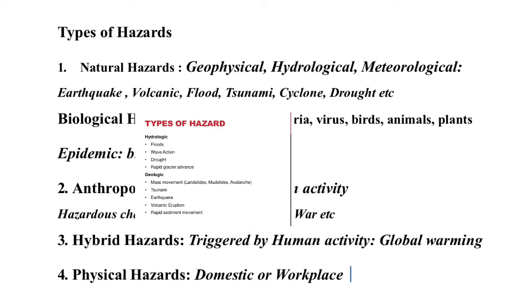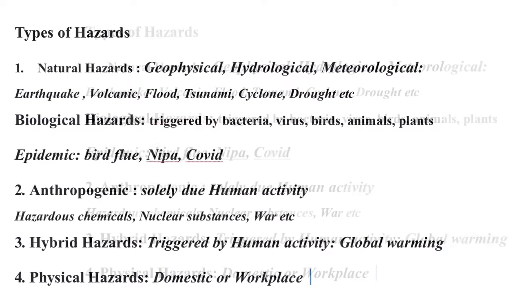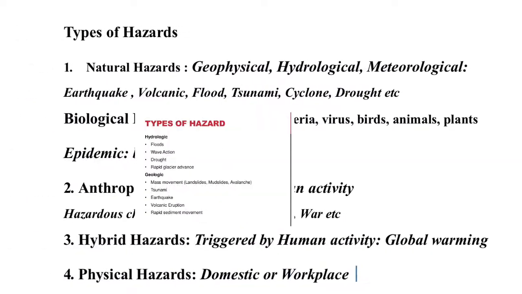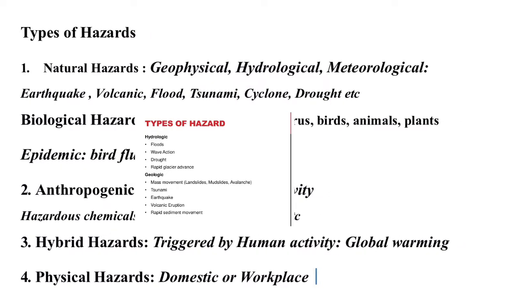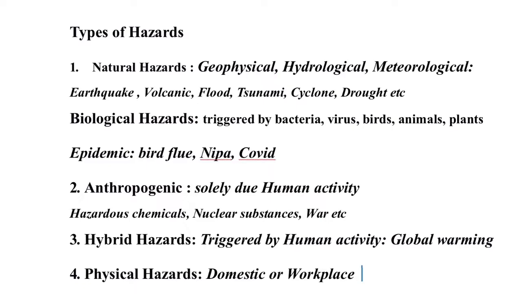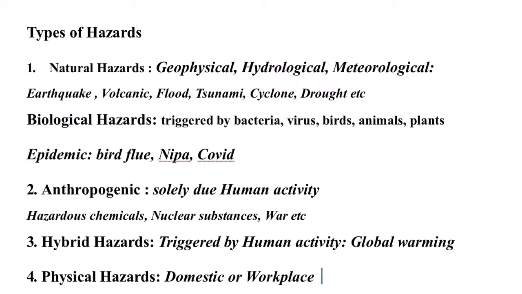Earthquake, volcanic eruption, tsunami, and landslide are geophysical in nature. Flood, avalanche, and hailstorm are examples of hydrological hazards. Drought, cyclone, and hurricane are examples of meteorological hazards.